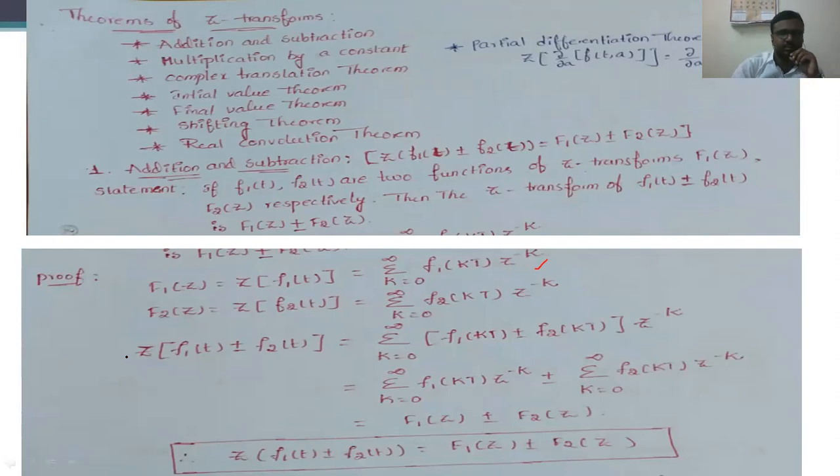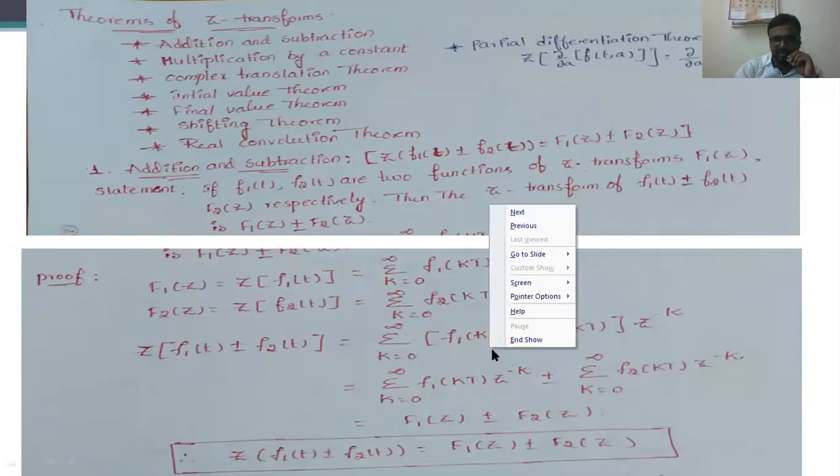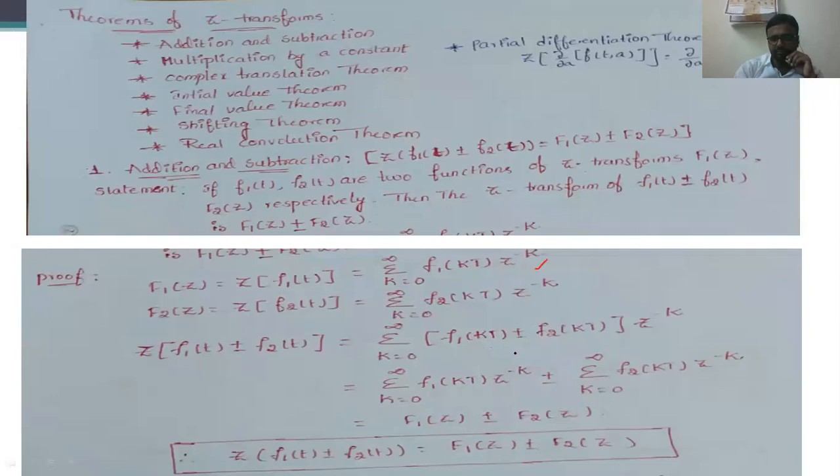Therefore, the Z transform for the function f1 of t plus or minus f2 of t is equal to sigma k is equal to 0 to infinity f1 of kT plus or minus f2 of kT into z power minus k. Just splitting this particular equation, we get sigma k is equal to 0 to infinity f1 of kT into z power minus k plus or minus sigma k is equal to 0 to infinity f2 of kT into z power minus k. So this equation can be replaced as F1 of z plus or minus F2 of z.